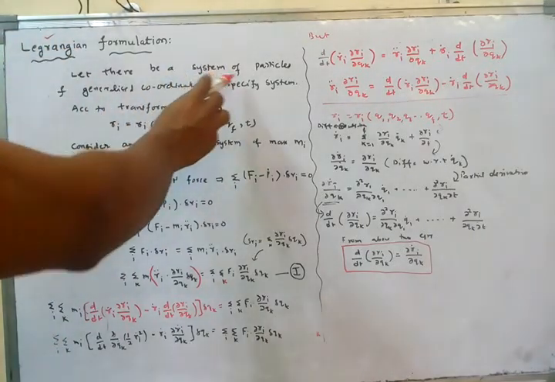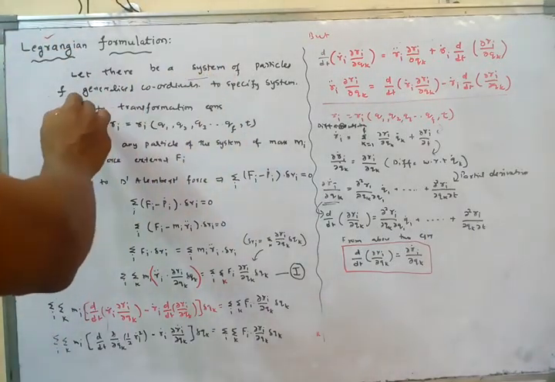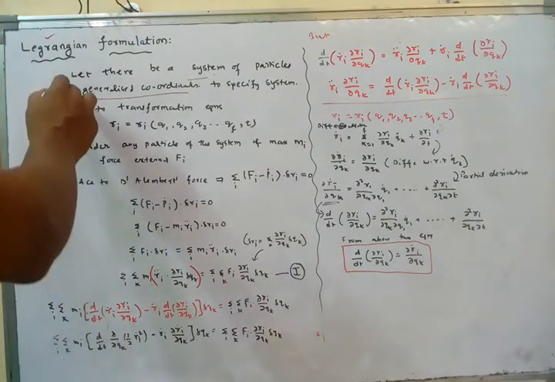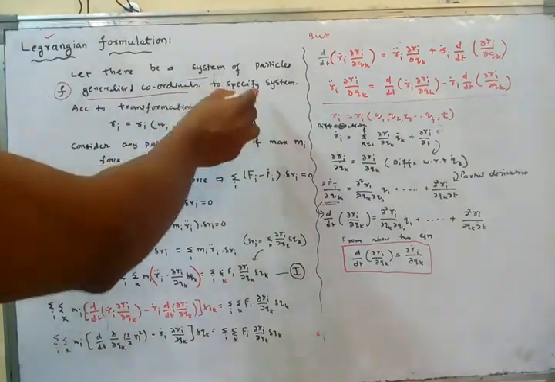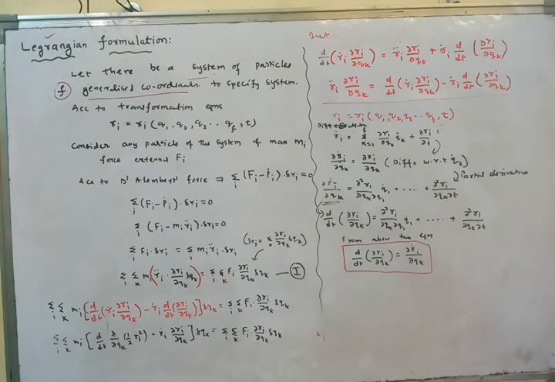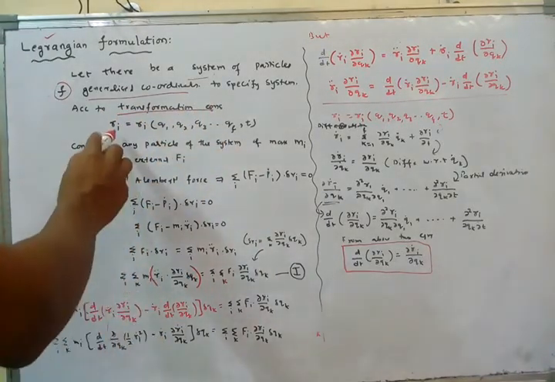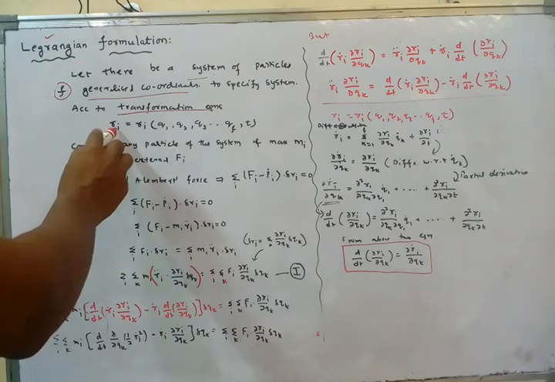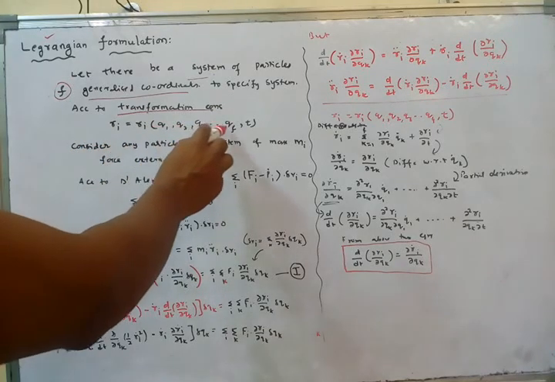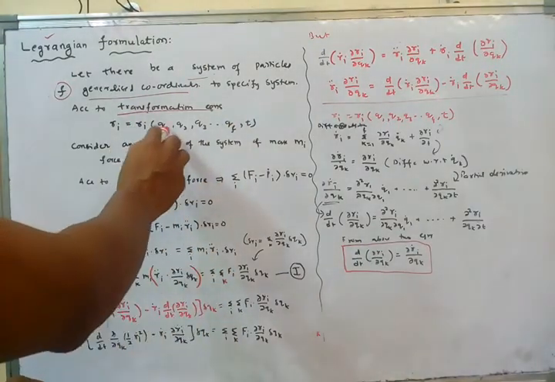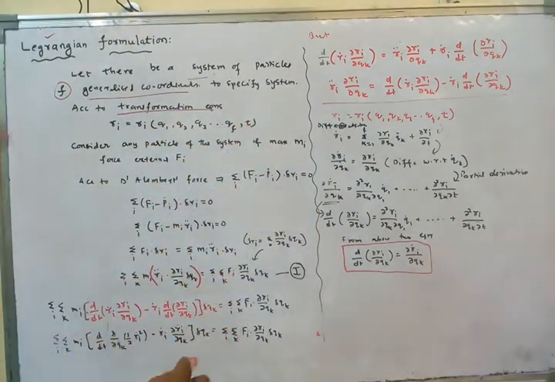See, take a system of particles, with f generalized coordinates needed to specify the system. This is the system we assumed. According to the transformation equations, the position vector of the ith particle, Ri, is a function of the generalized coordinates and time. So Ri is a function of q1, q2, ..., qf, and t.